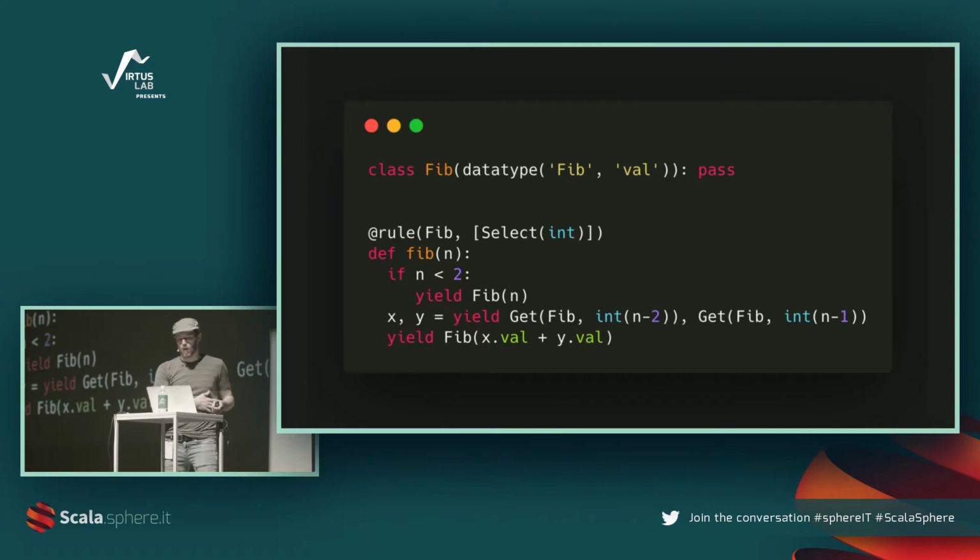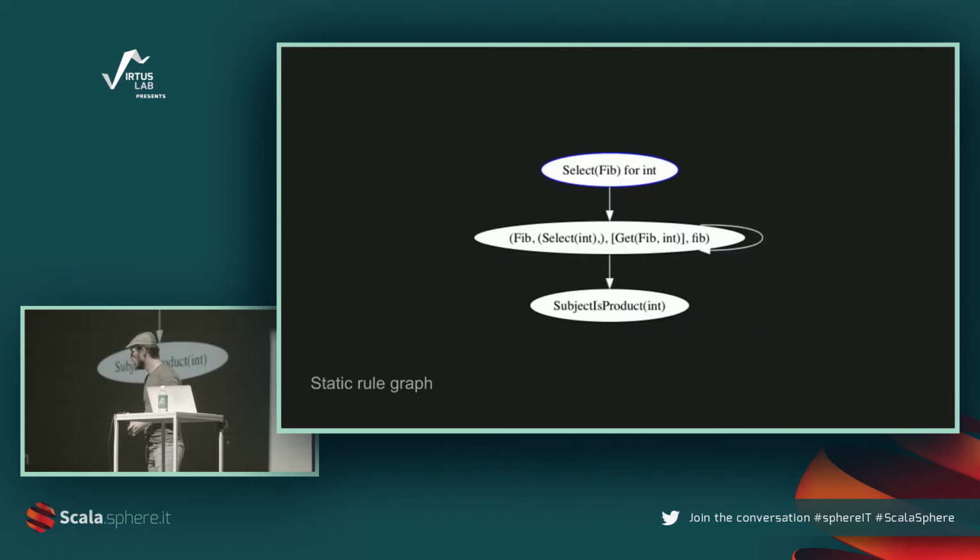Another interesting thing, what else is interesting in here? This statement here with the x and y on the left-hand side is actually going to make a request for n-2 and n-1, the Fibonacci values for n-2 and n-1. When it receives those, it's going to wake back up, and then it's going to yield a final value. Cool, that's straightforward.